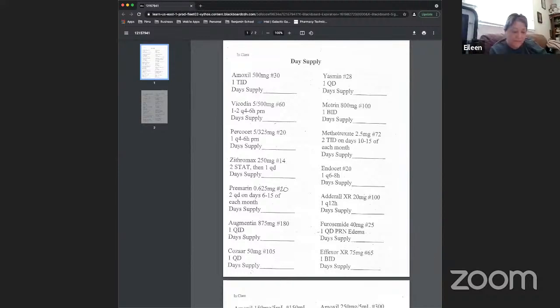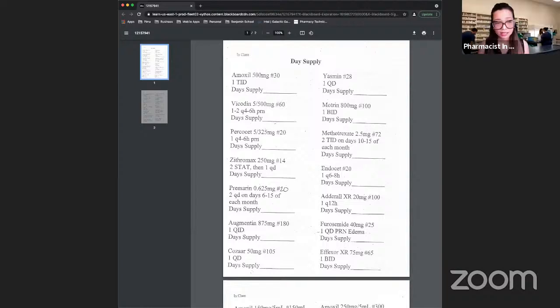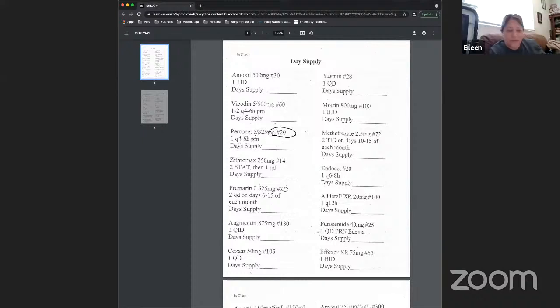5 day supply. Hands up who got 5 day supply for Percocet. We're on Percocet now, not Vicodin. Take note. You got 20 here. Oh, Percocet, I got 3 day supply.